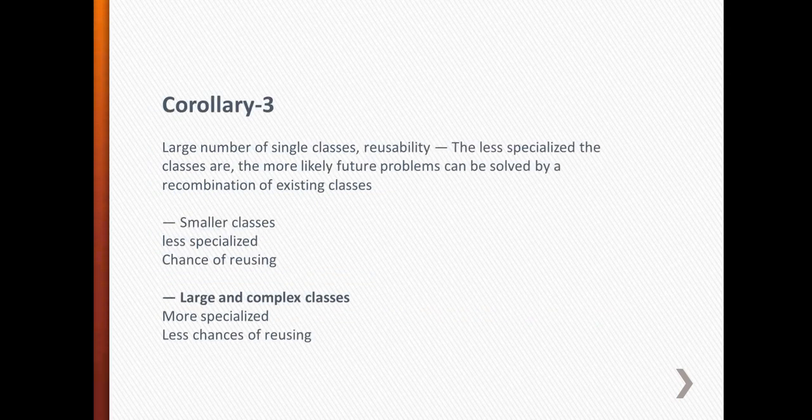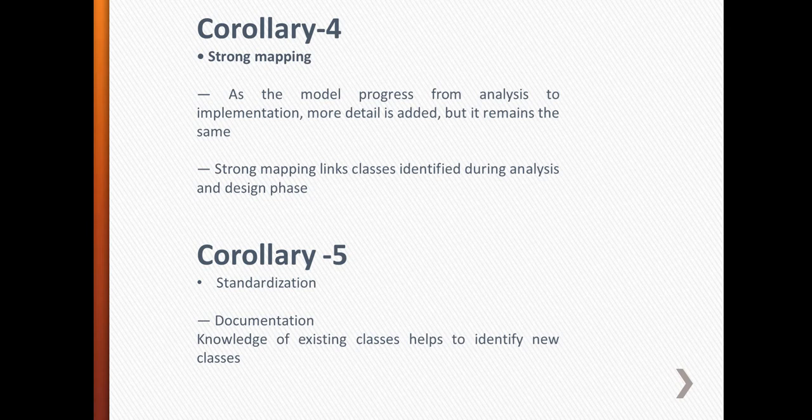Corollary 3. Large number of single classes and reusability. The smaller classes are less specialized and have a better chance of being reused. The large and complex classes are more specialized and have less chance of being reused. The less specialized classes are more likely to be used in future problems, and those can be solved by a recombination of existing classes.